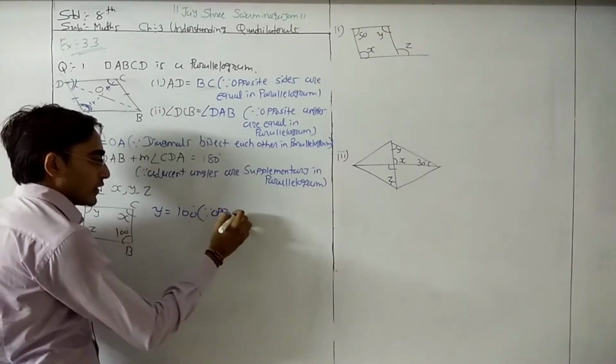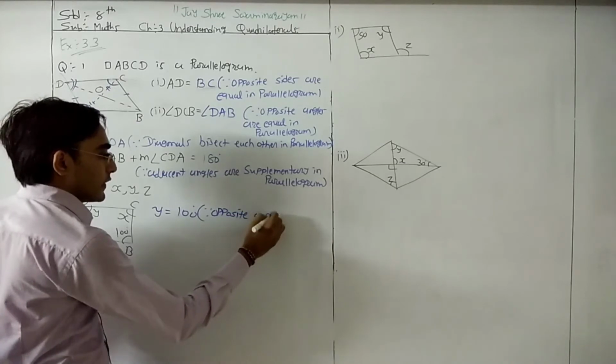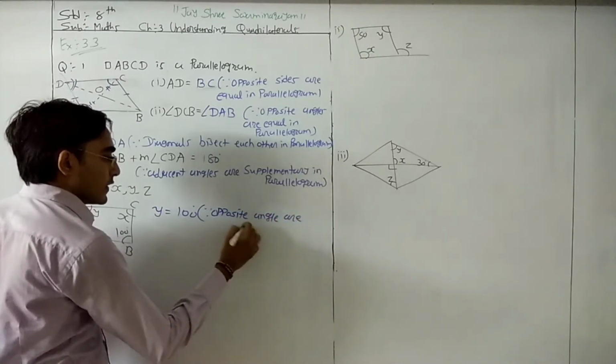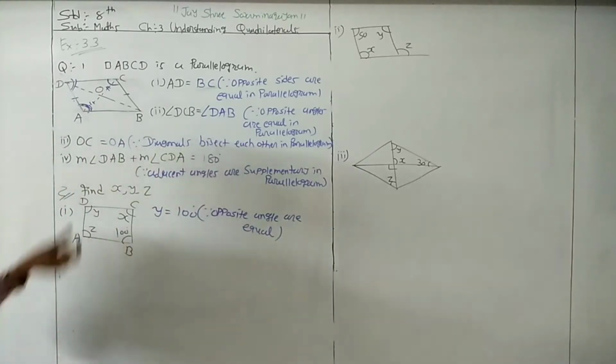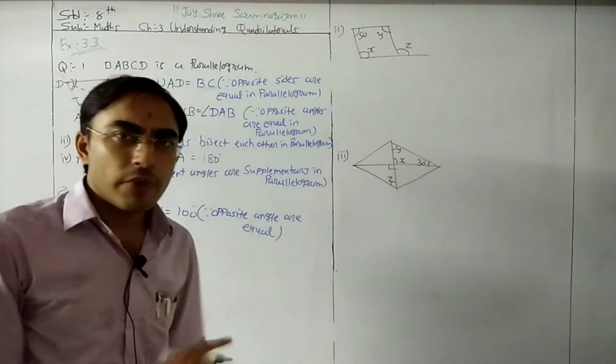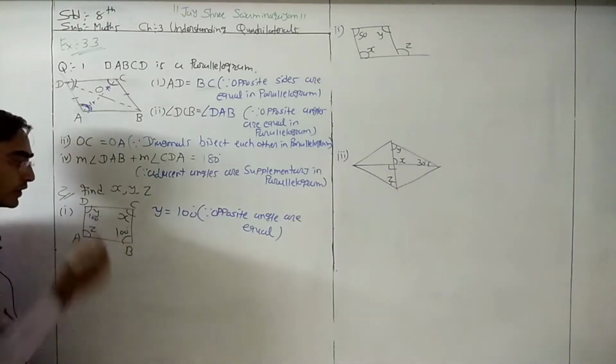Opposite angles are equal. Okay, so first of all, y is equal to 100. So this angle is 100, so this is given, 100.